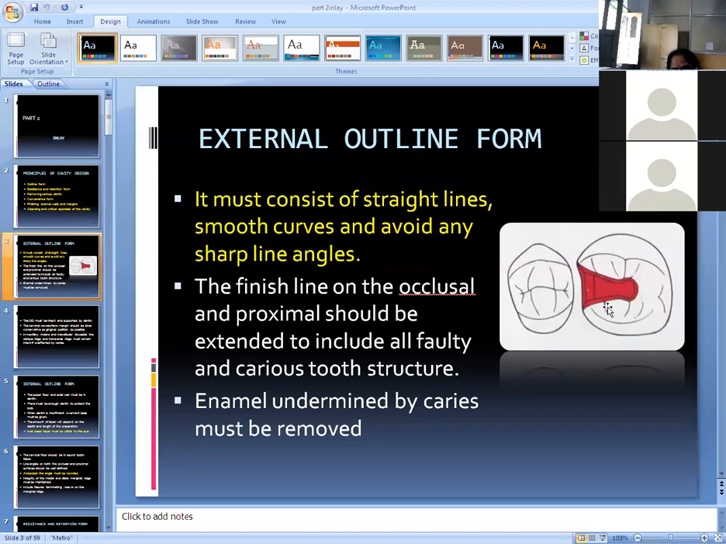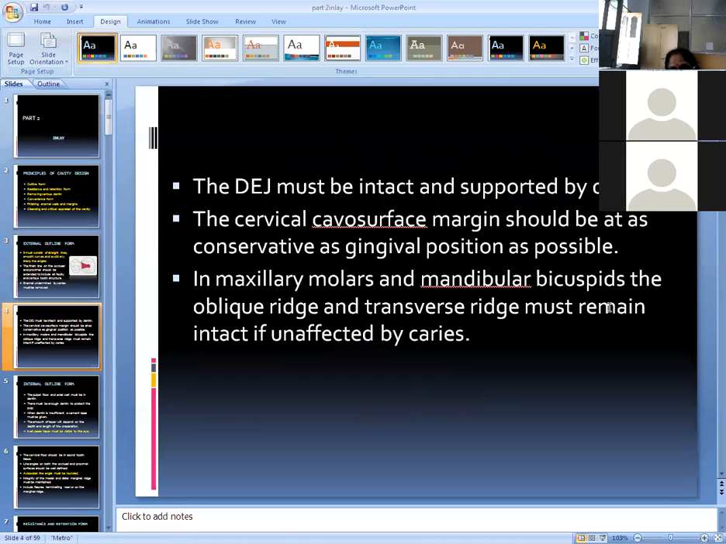Once you have removed the caries, the depth of the cavity is also an important factor. Everywhere the dentino-enamel junction must be intact and supported by the dentin. Wherever you are making the base of the cavity, there should be relative dentin thickness, so that the forces coming on the restoration can be taken by the dentin. So your DEJ should always be supported by the dentin.